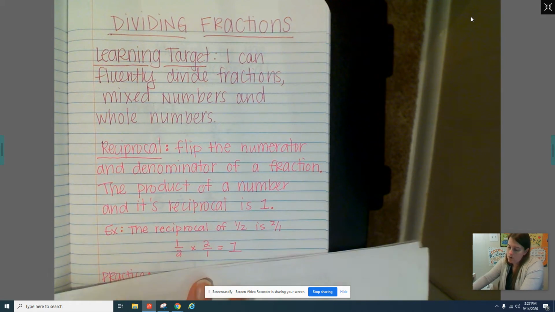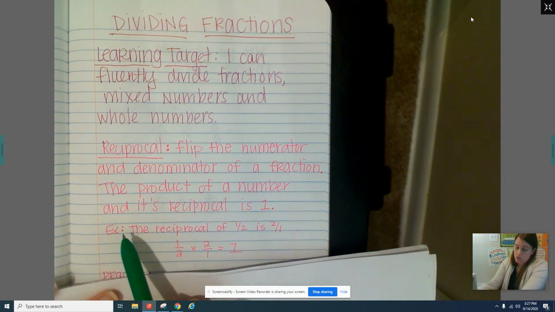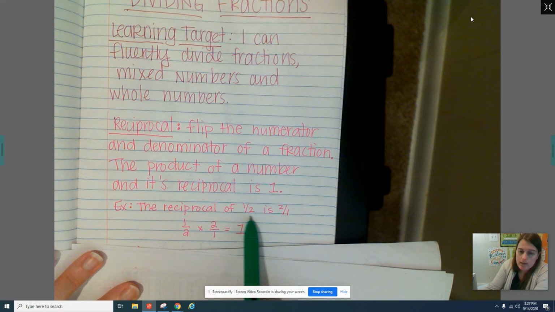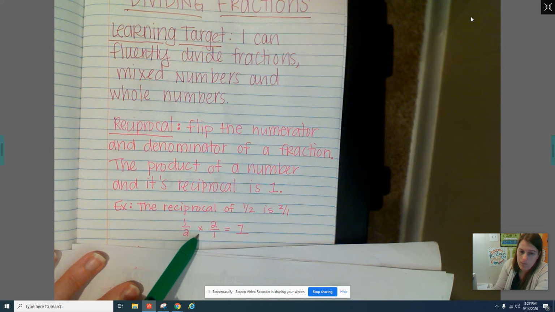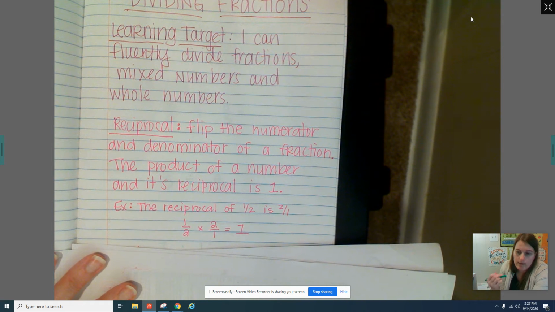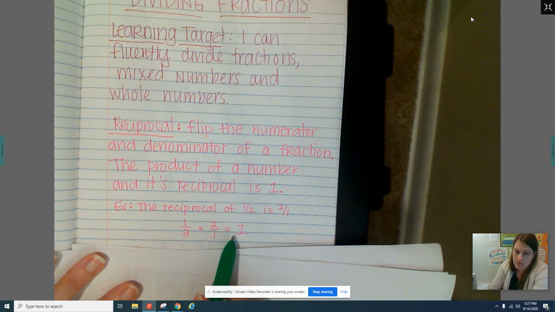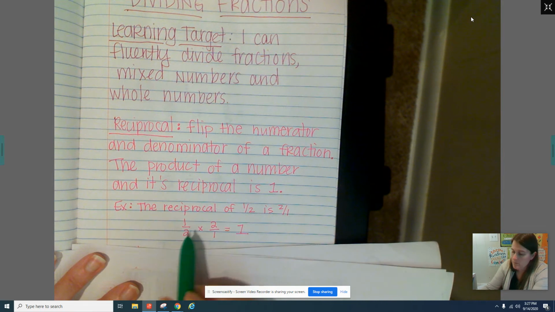Okay, so for an example, and you need to write all of this down: the reciprocal of 1/2 is 2 over 1. And if I took 1/2 and multiplied it times 2 over 1, I get 1. That's technically the definition of a reciprocal: when you multiply a number, 1/2, by its reciprocal, 2 over 1, you get the number 1. 1 times 2 is 2. 2 times 1 is 2. 2 over 2 equals 1.